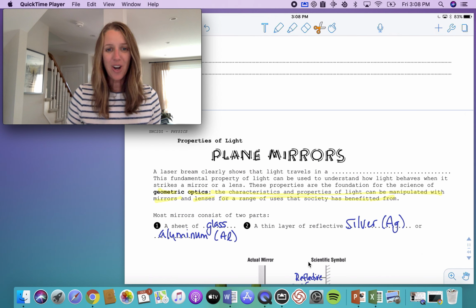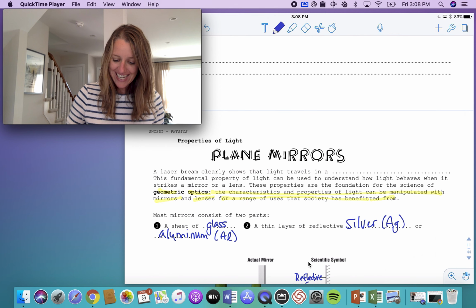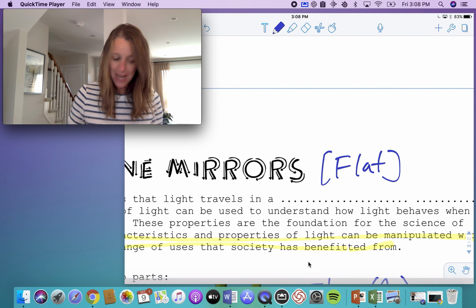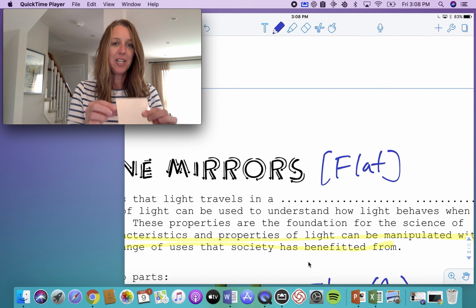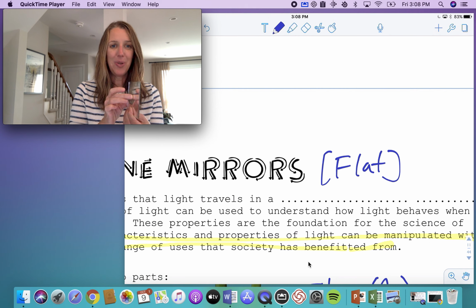Okay, so what are these properties of light when light hits what we call a plane mirror? The word plane, P-L-A-N-E, simply means a flat mirror. Okay, so here's an example of a flat mirror right here. All right, this is what we're talking about, and because the mirror is flat, we can predict, based on something called the ray rules, what the angles are going to be when things bounce off a mirror.